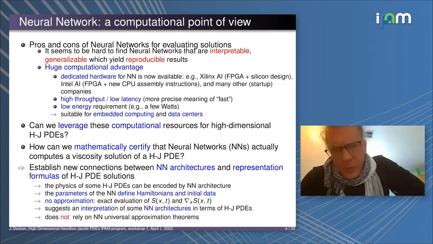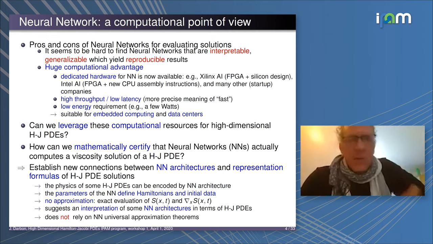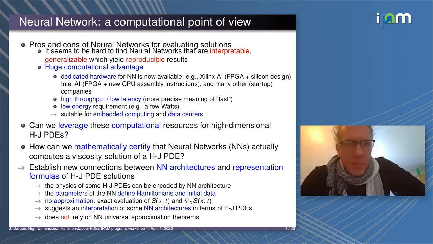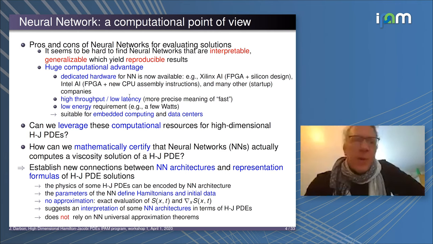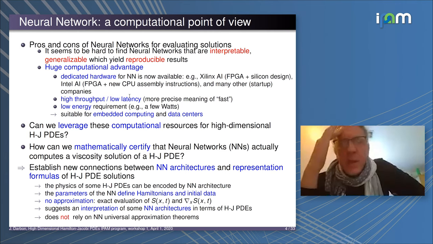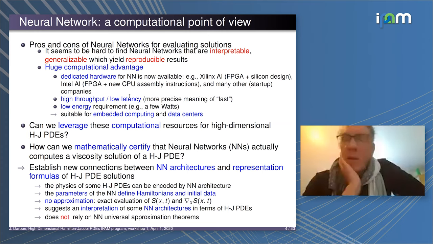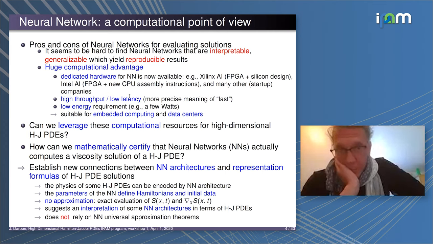One is called the throughput. The throughput is how much result or evaluation of the PDE you can provide per unit of time. The latency is how much unit of time you need to wait before getting the answer. So depending on the application, you want to maximize the throughput or you want to minimize the latency. A typical example is real-time optimal control, where you want the latency to be extremely small.